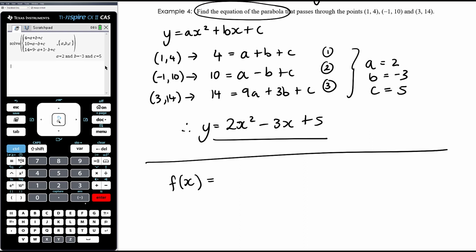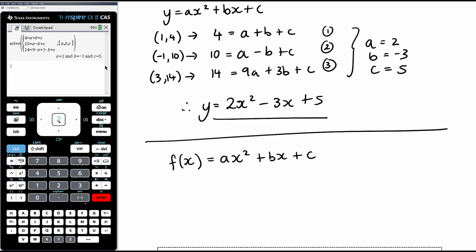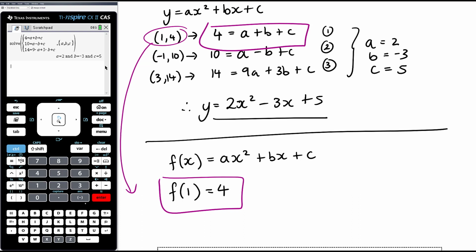So if we instead define f of x as being ax squared plus bx plus c, and I want to substitute the point 1, 4 into f of x, i.e. let x equal 1, I do f of 1, which would replace all the x's with 1's, and then we would want that whole thing to equal 4. So f of 1 equals 4. We can just write that, and that literally represents that equation. F of 1 is a times 1 squared plus b times 1 plus c, so a plus b plus c, and it equals 4.